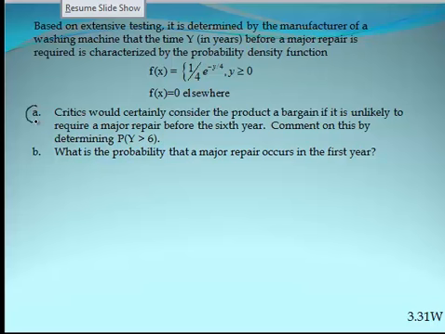For A, notice that what we're looking for is that the product is considered a bargain if it is unlikely to require a major repair before the 6th year. That means it breaks after year 6.